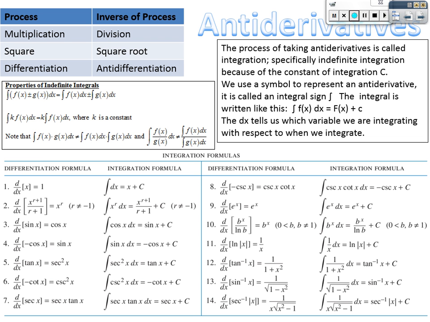And so here's how it would be written. The integral is typically written like this. We have an integration sign, and then of f of x dx. Let's talk about the dx part.